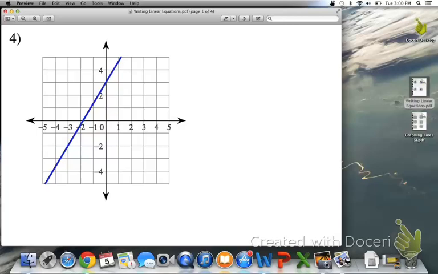Number 4 was one that we did not do, so we will investigate it very quickly. Number 4 has two distinct things we need to find if we're going to write the equation for this particular line on the graph. You need a slope, which is always denoted by the variable m, and a y-intercept, which is denoted by the variable b.